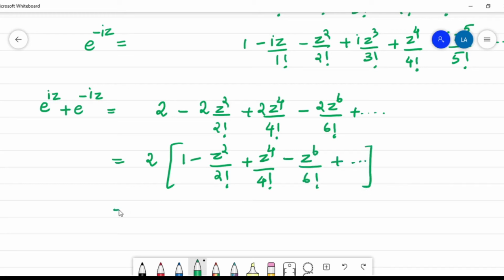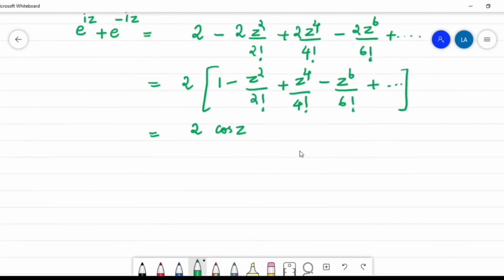That is nothing but 2 into what lies inside the braces, which is cos z. So now you have a connection between cos z and the exponential function, which is cos z is equal to e raised to iz plus e raised to minus iz, divided by 2.